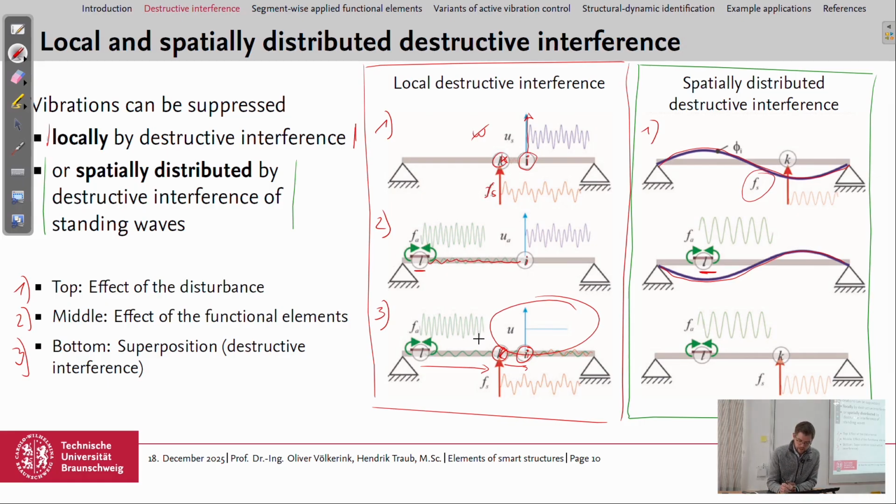And in the other case, if we look at the mode shapes, then we could use the actuator to totally calm down the structure. It would not vibrate anymore because we excite the same mode shapes as the external excitation, but with a phase shift.